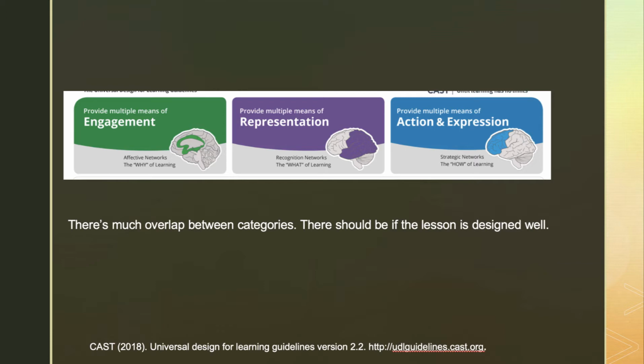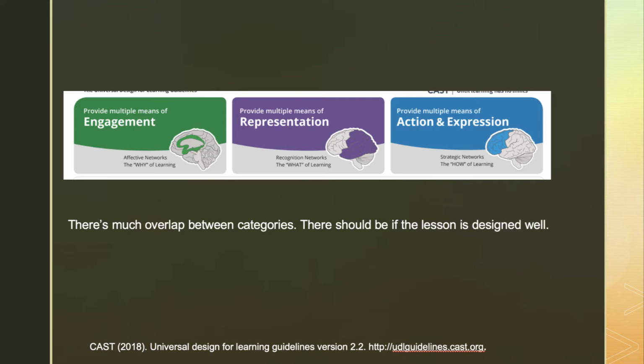You might have already noticed that there's much overlap between these categories. For instance, we need to represent information in order for students to engage with it. So if students are marking significant locations on a map, then they are engaging with the information that we have represented to them, and they're also expressing their knowledge with their marks on the map. If you find that your lessons indicate that overlap, then you might be using UDL in the right way.